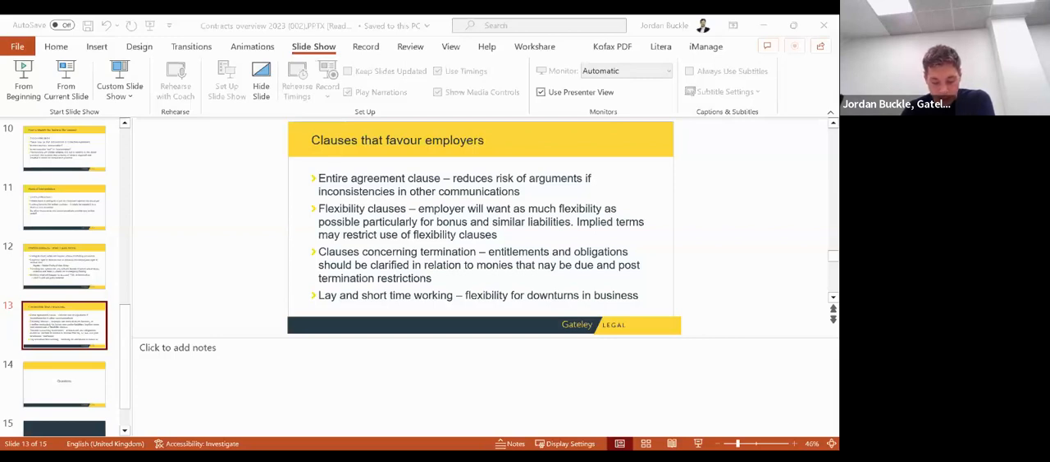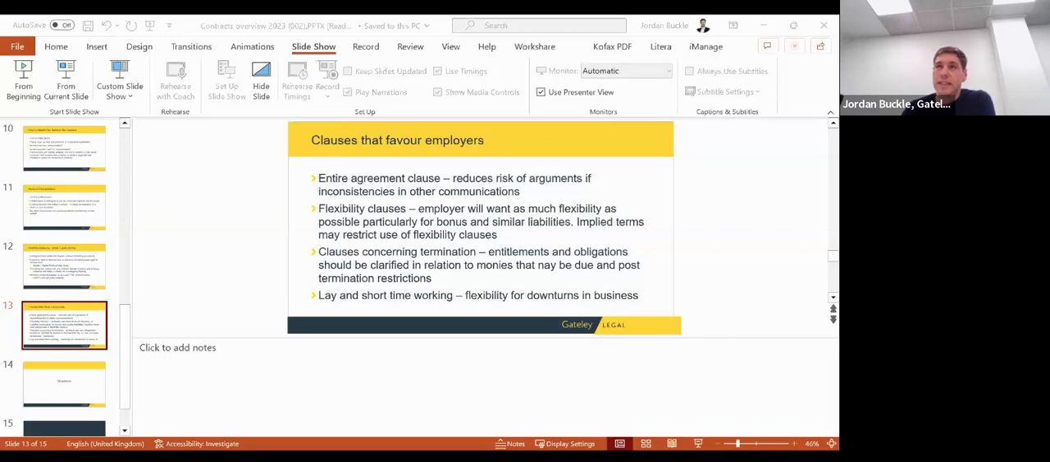If it's performance, how will that be measured? And will overall company results impact this? A clause that sets out any entitlement is subject to the employer's absolute discretion will give the greatest flexibility, again, subject to any implied terms.